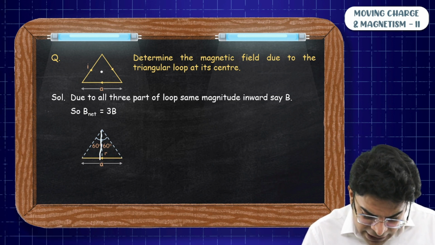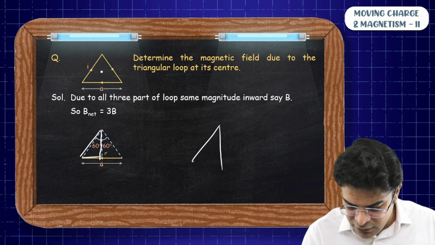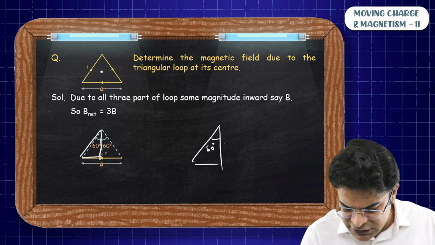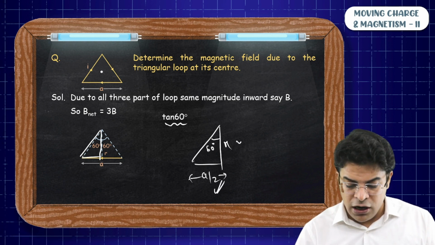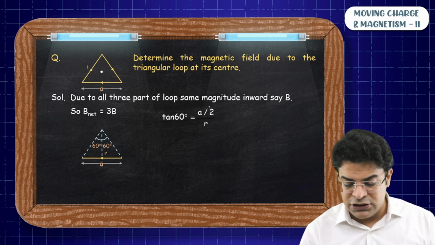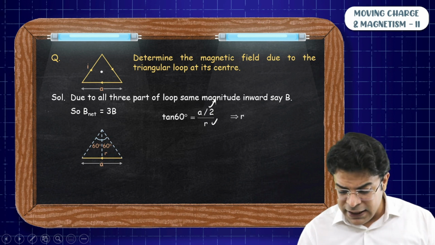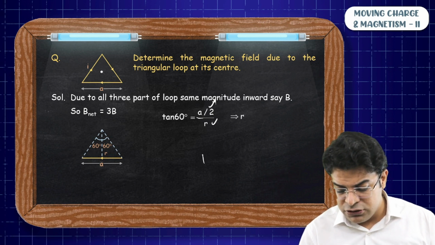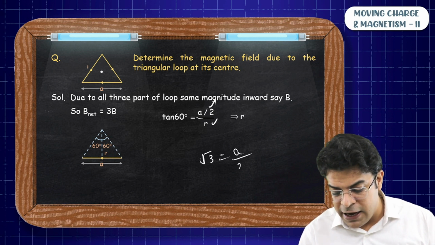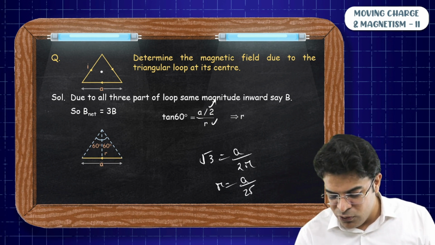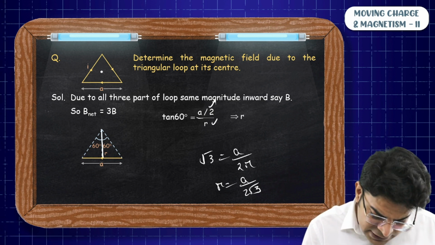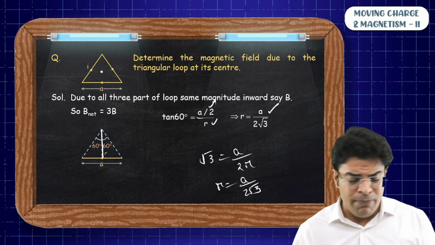Looking into this right angle triangle, this angle is 60 degrees, this distance is r, this distance is a by 2. So I can say that tan 60 has to be perpendicular upon the base, so tan 60 has to be a by 2 upon r. So tan 60, which is root 3, equals a by 2r, or rearranging it, r equals a by 2 root 3. So this shortest distance r is nothing but a by 2 root 3.